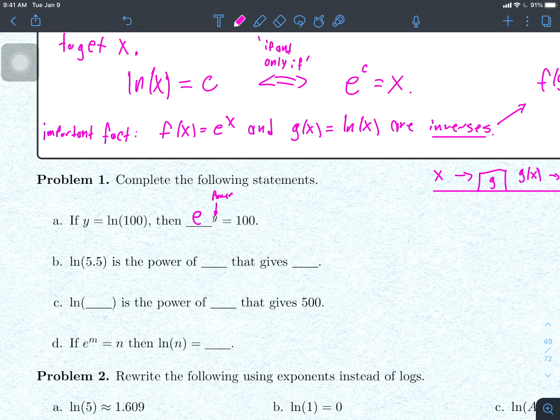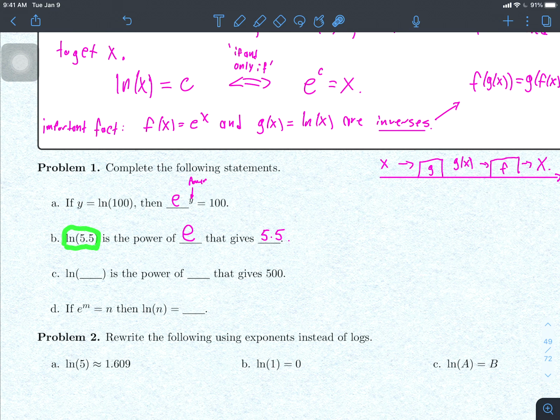So we don't always write y equals this thing. This thing on its own represents a number, and it represents the number such that if I plug it into the function e to the x, then I get this number back.